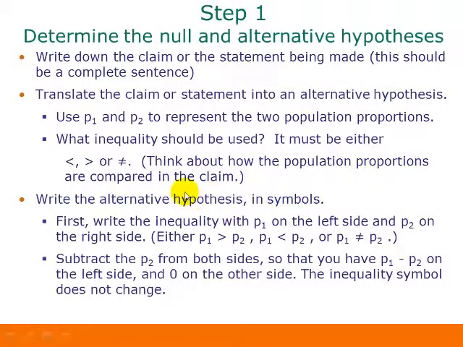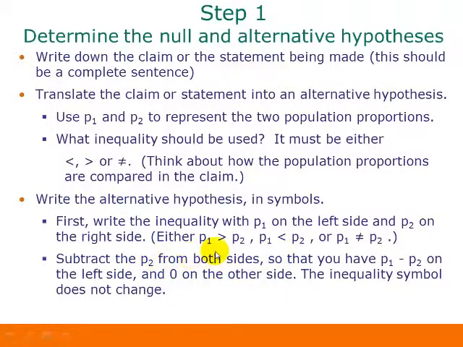And then we're going to write all our alternative hypotheses in symbols. So first write the inequality with P sub 1 on the left side and P sub 2 on the right side. So you're either going to have P sub 1 is greater than P sub 2, P sub 1 is less than P sub 2, or P sub 1 is not equal to P sub 2. And the reason that we start with this is because it's easier just to think of how the two population proportions are comparing in the claim.